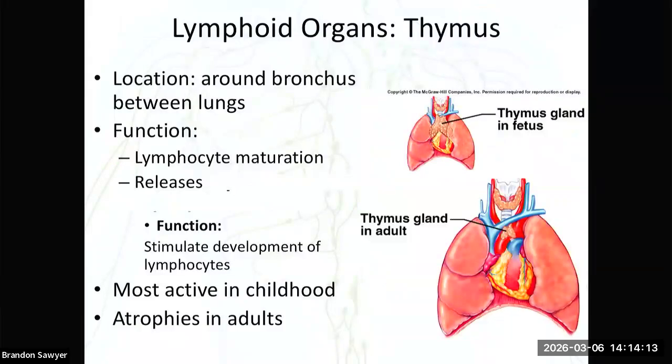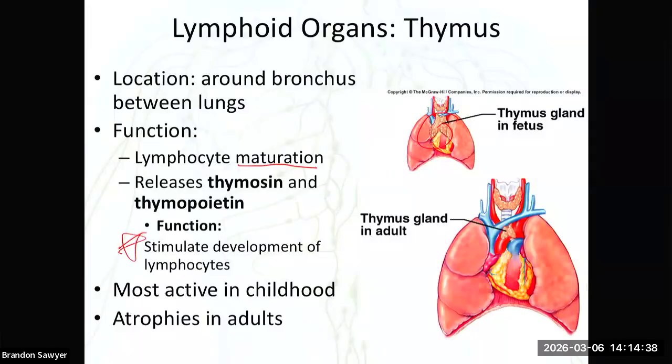Okay, and then we've got the thymus, which we've talked about a little bit already. The thymus is this endocrine organ that wraps around our bronchus, the big air pipe that goes down to our lungs, right? This is where lymphocyte maturation occurs. So developing our immune system, it's going to release two important hormones that are responsible for immune cell development, which are thymosin and thymopoietin. And these are going to stimulate the development of our white blood cells, our immune system.